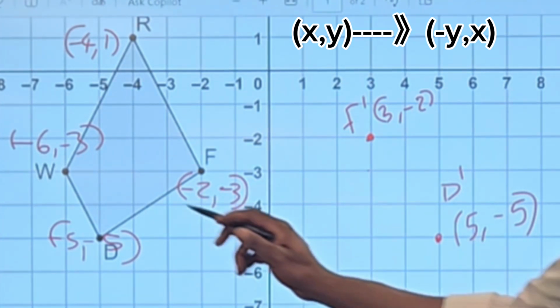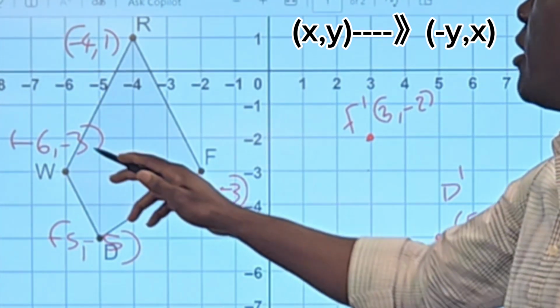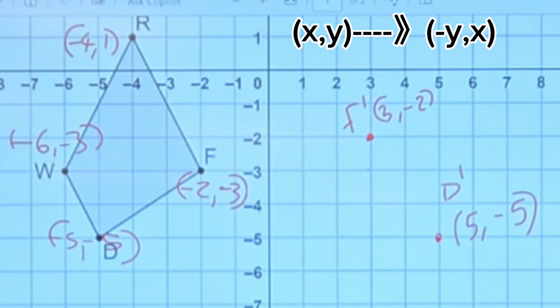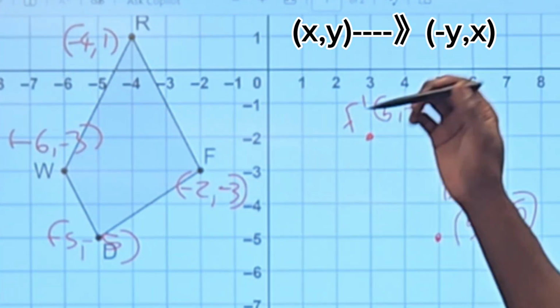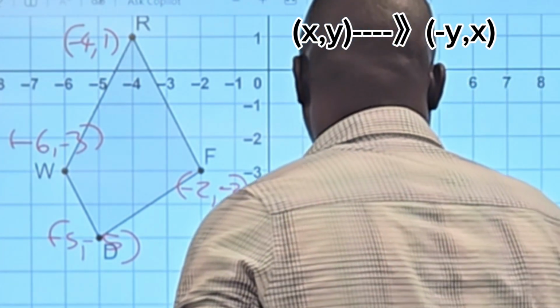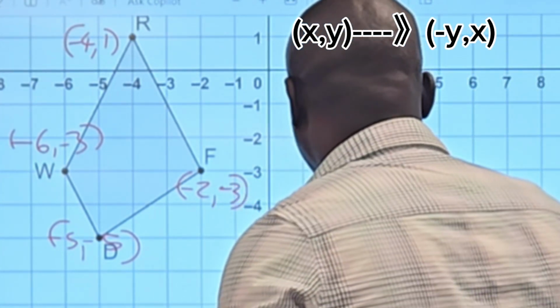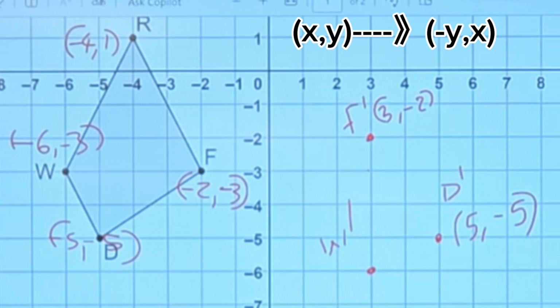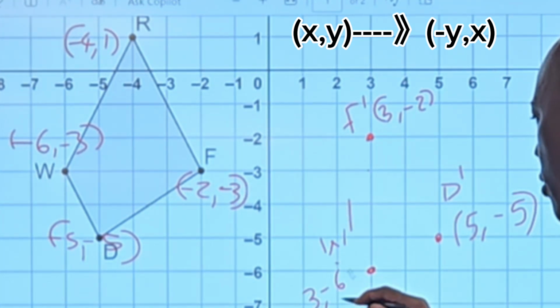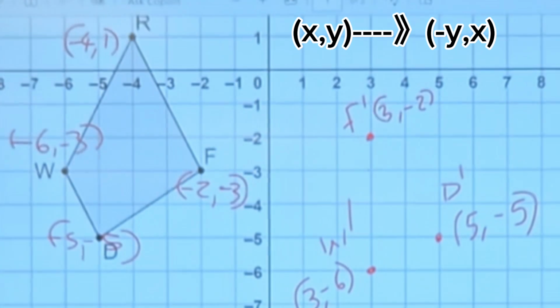Let's take a look at W. W is -6, -3. +3, thank you very much. +3, -6. And that's my W prime right here. +3, -6, I'm going to write it. All right, so for the last one now, which is what?